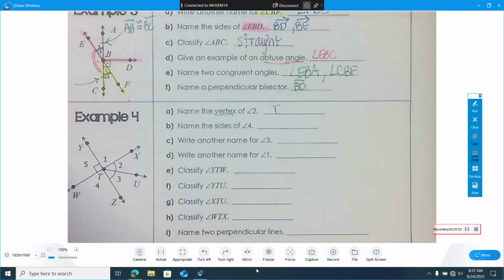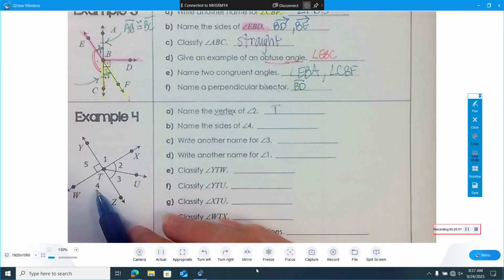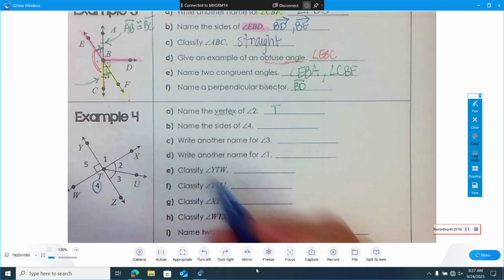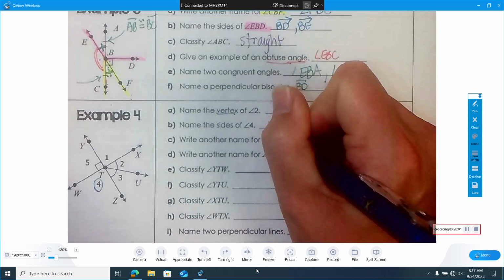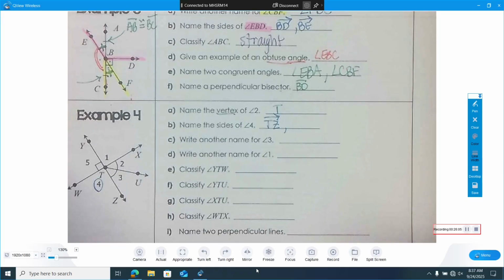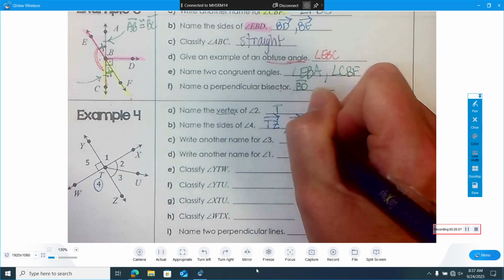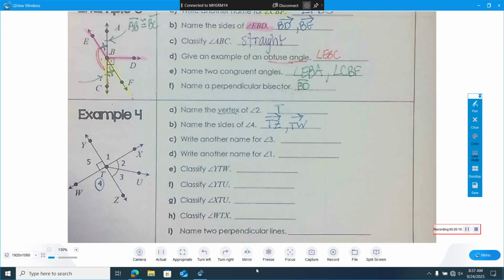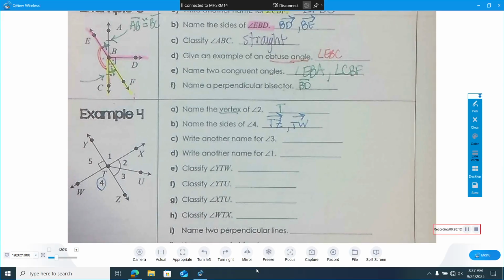Name the sides of angle 4. So here's angle 4. Ray TZ and ray TW. Again, making sure you're using capitals and proper notation.